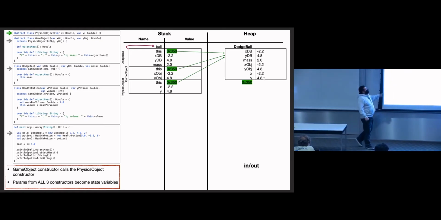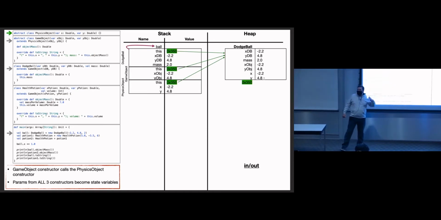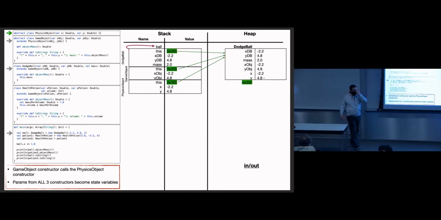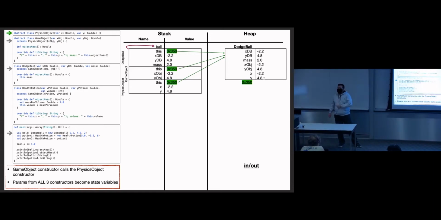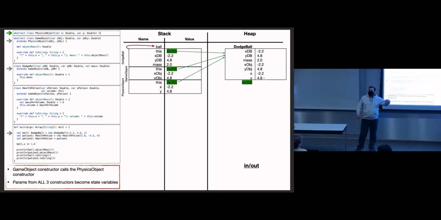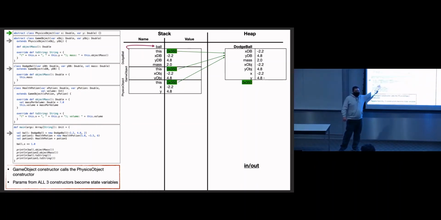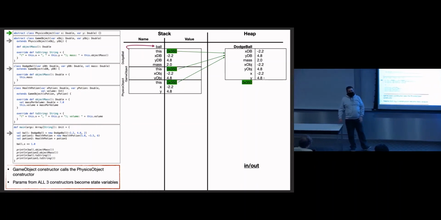And then technically, this goes deeper. We don't have any explicit inheritance from physics object. So physics object implicitly extends AnyRef. We would call that constructor. The AnyRef constructor is going to call the Any constructor, and then we have our object fully created.